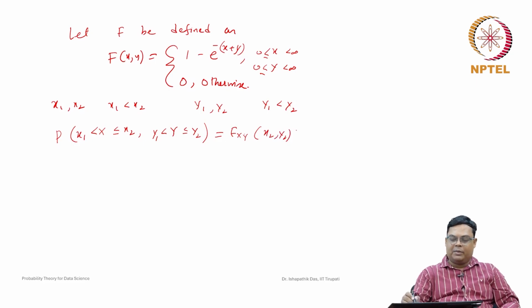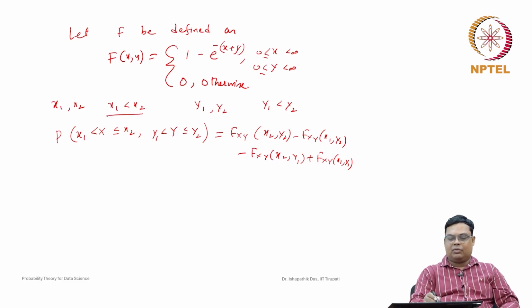If it is a cumulative distribution function, then this is the property actually: F_XY(x2, y2) minus F_XY(x1, y2) minus F_XY(x2, y1) plus F_XY(x1, y1). So, this is always greater than or equal to 0, and we have to check here that for any x1, x2 and y1, y2, this function also satisfies this relationship, that it has to be always greater than or equal to 0.